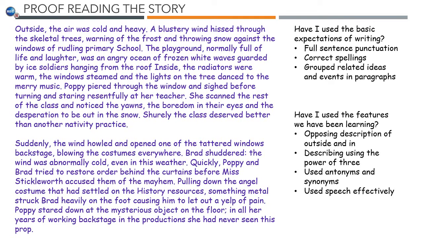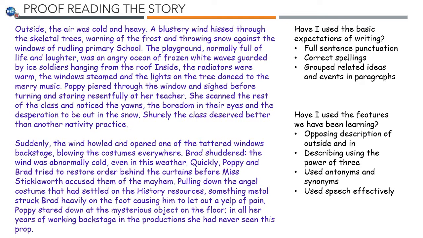So to begin with, here's my story. Outside, the air was cold and heavy. A blustery wind hissed through the skeletal trees, warning of the frost and throwing snow against the windows of Rudlin Primary School. So straight away I've seen a mistake. Rudlin Primary School. It's a name of a place, so that's a proper noun. Proper nouns begin with capital letters.